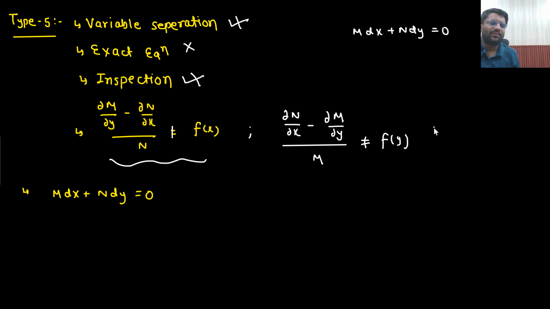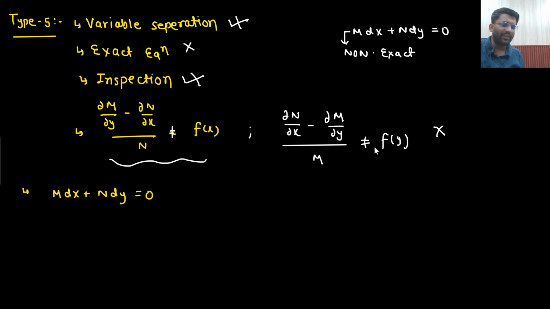So all four things were not happening, sir. So sir, nothing is working. What do I do now? Then there are very high chances that they would be asking you the integrating factor. Sir, it is non-exact. Sir, variable separation is not working. Sir, inspection is not working. It is non-exact. And sir, this thing I tried, this is also not working. What do I do now?